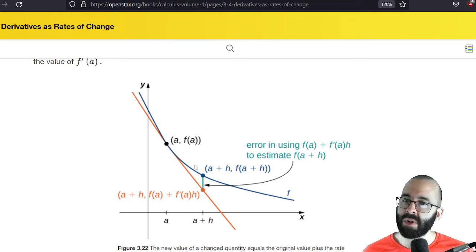Well, most things aren't a line, so we're really just approximating with the tangent line. The difference here is just going to be the error.